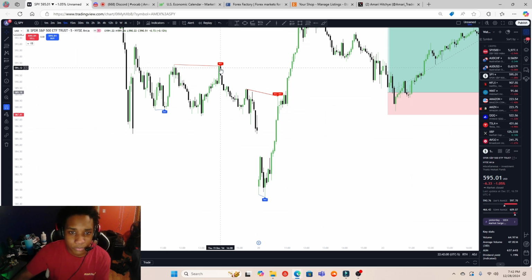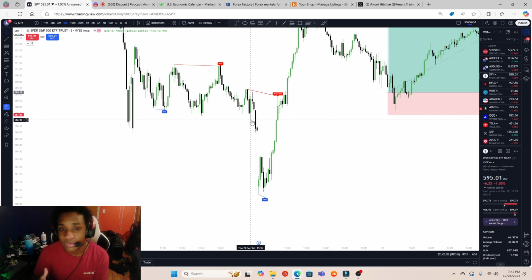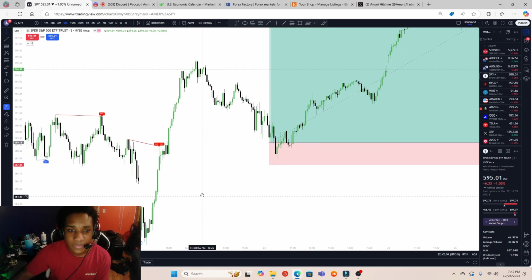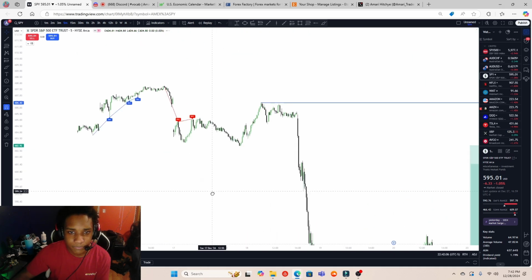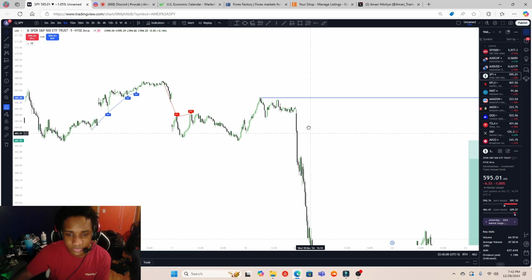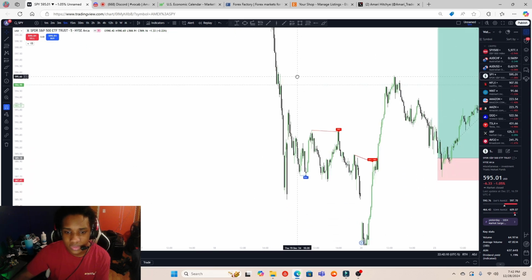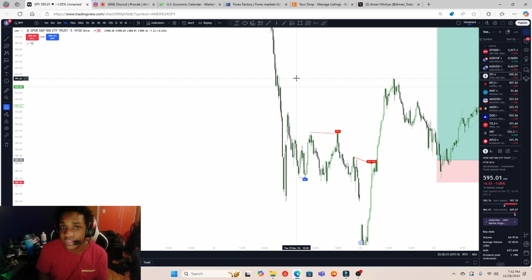Sometimes you'll catch a move like this where it's okay, that's solid money, but sometimes you might catch a move like this where it tanks. You might catch a move like that. You might catch just something, anything.